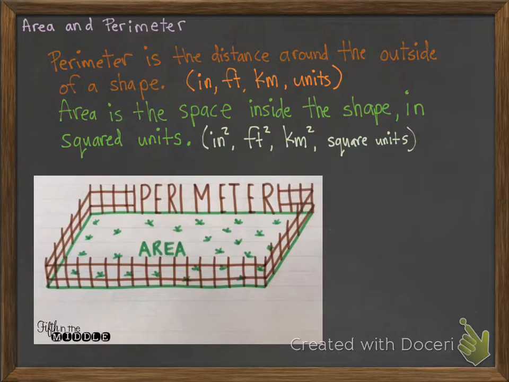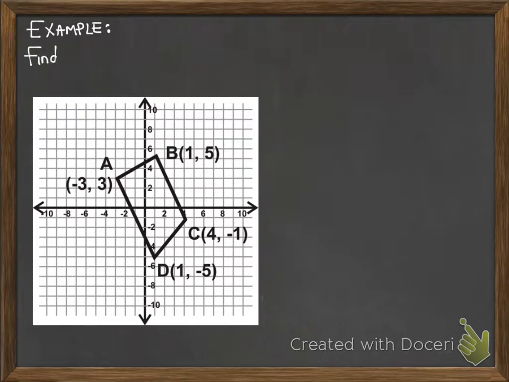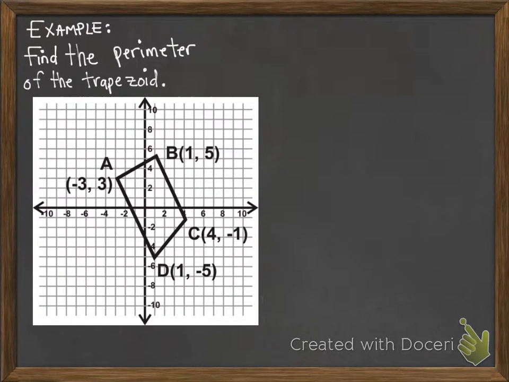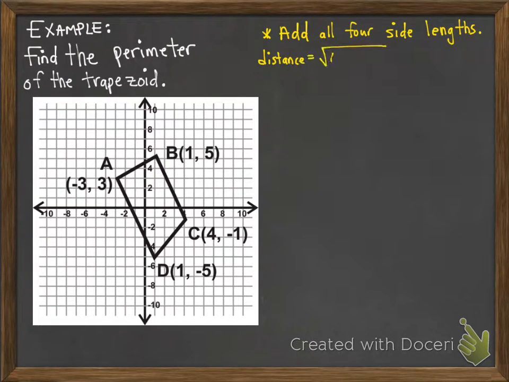Let's look at some examples. For this example, we want to find the perimeter of the trapezoid. Remember, perimeter is the distance around the outside. So what we're going to have to do is add up the distance of all four sides of this shape. We can use the distance formula to find those outsides of our trapezoid.